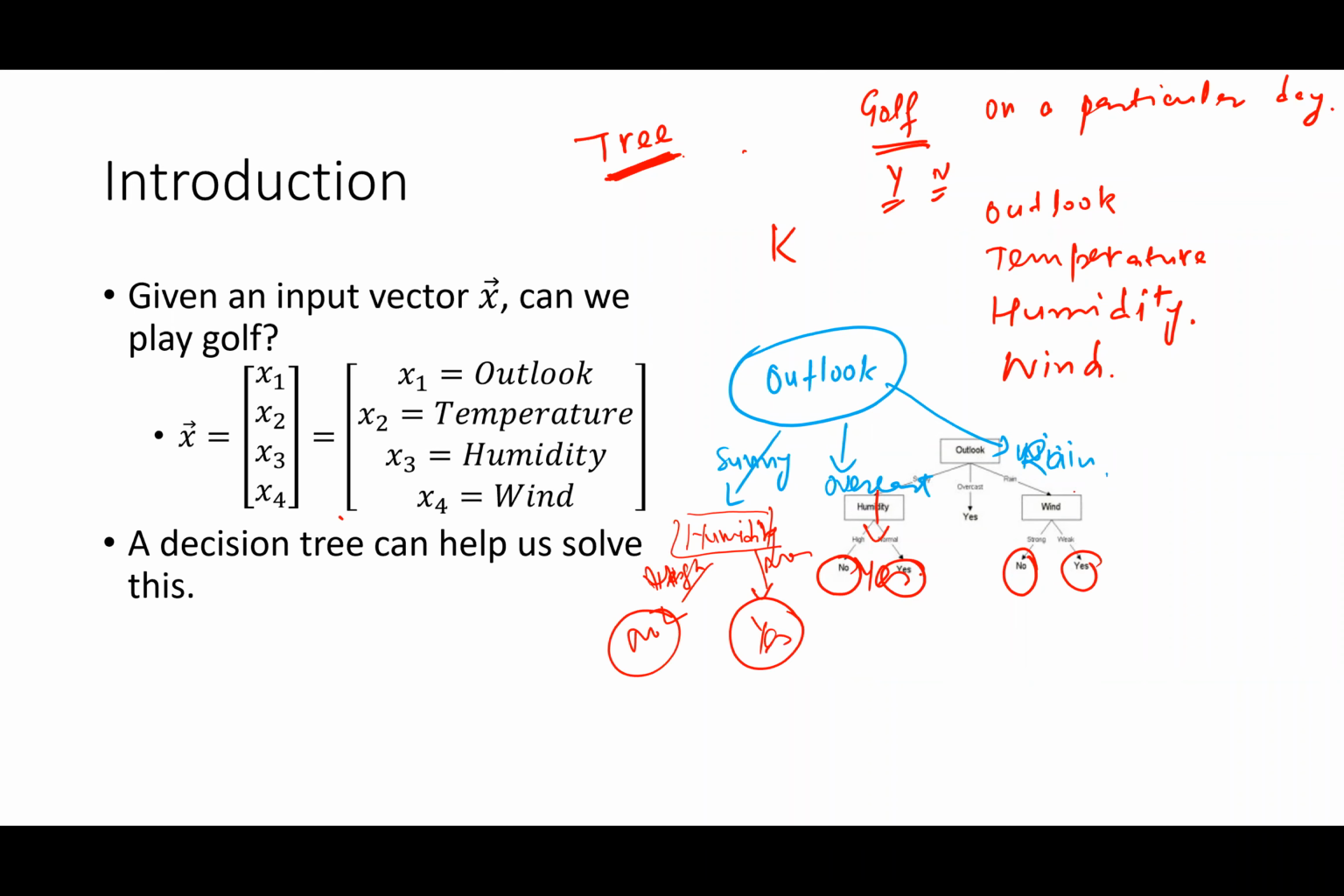But if it is normal, then we might say yes, we can play. Similarly, in case of rain, we might want to look at the wind. If the wind is very strong, then it might be a chilly day, and the rain and the wind together might not help us. Then we might not play. But if it is normal or weak wind, then we might want to play. Similarly, you can use the same strategy for other types of examples as well.